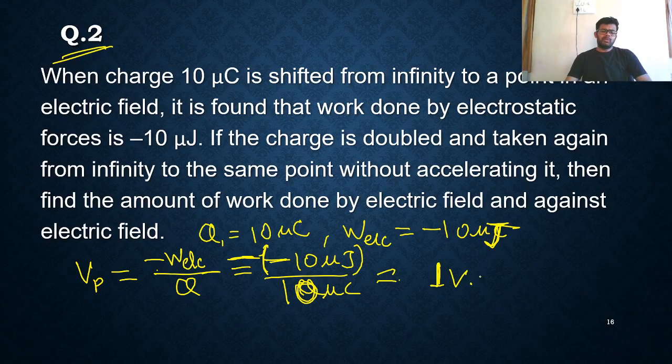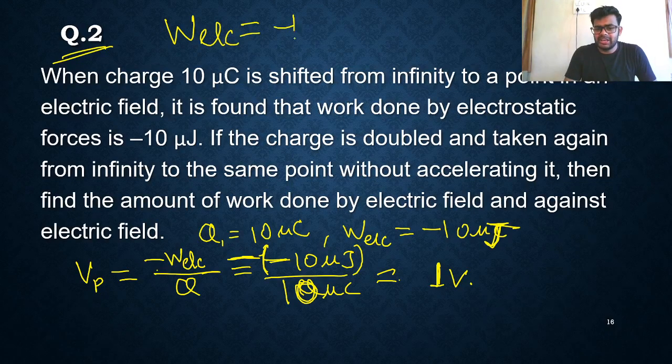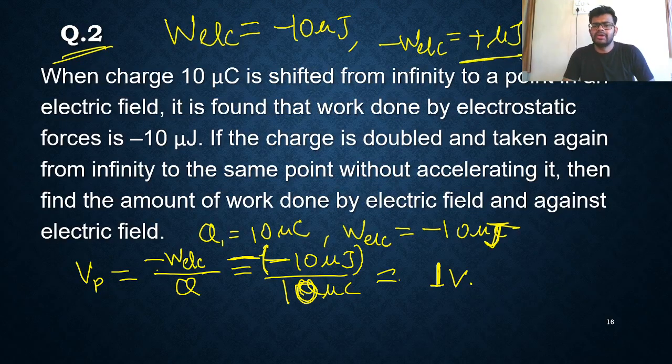So you got one thing: potential at point P is 1 volt. I think you might get confused, so once again, I am telling, listen. In the question, it is told that work done by electric force is minus 10 microjoule. So what will be the negative of work done by electric force? That will be minus minus plus 10 microjoule. So that only I have used, negative of work done by electric force per unit charge. That's all. So I got 1 volt, I got the potential of point P.